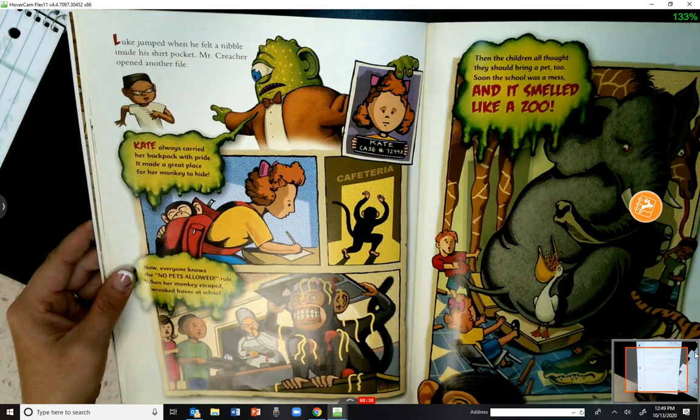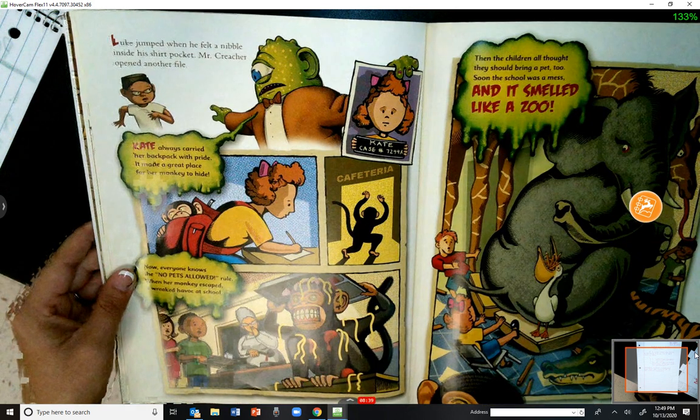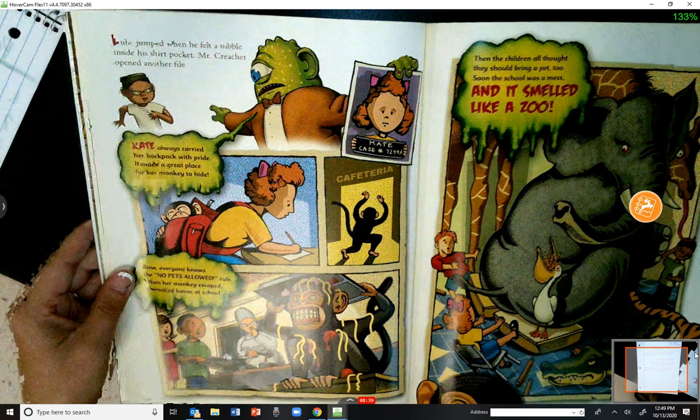Luke jumped when he felt a nibble inside his shirt pocket. Mr. Creature opened another file.